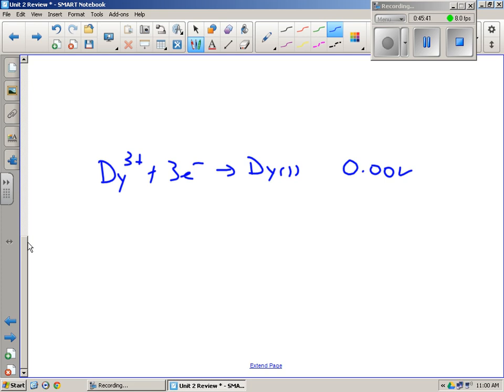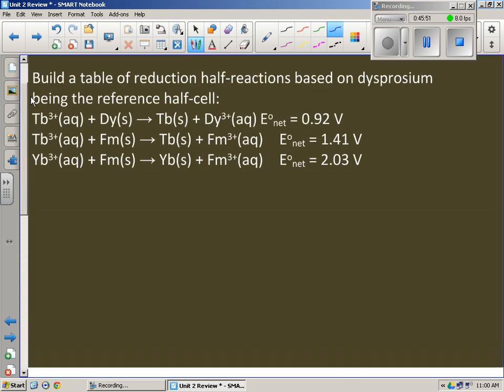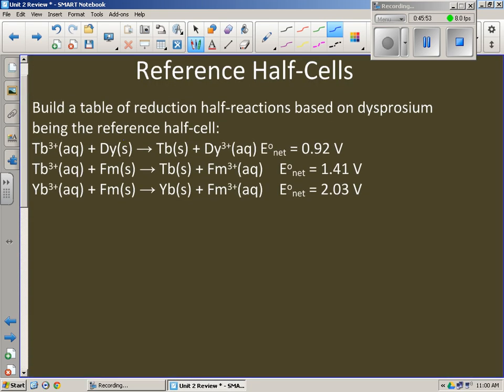You have to write these always when you're doing these tables. They have to be reduction half reactions. They always are. They always will be. Okay. Next, if I know this is 0 here, I know that also dysprosium in this particular equation here is my anode. I know that because my cathode is the one that gains electrons. Look, Tb3+ gains 3 to get back to 0, yes? So this has to be my cathode here.